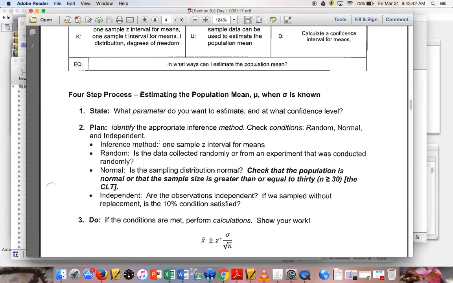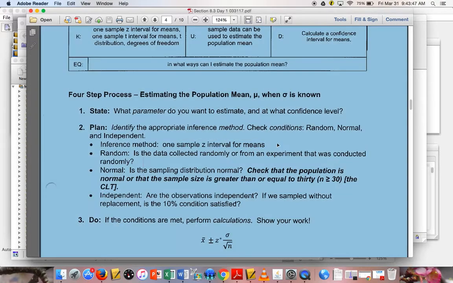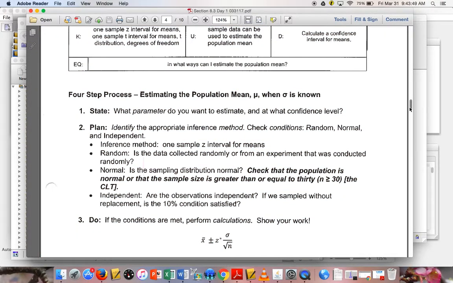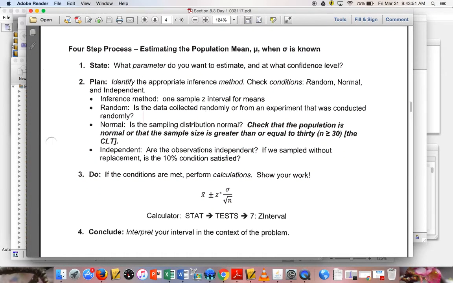Now in our plan, you'll notice it says one sample z interval for means. So that's different than what we had before. The random check is still the same. The normal check is now different. Since we're talking about means, either the population is going to be normal or the sample size is going to be greater than or equal to 30, which is the central limit theorem. The independent check, we're still with our 10%.